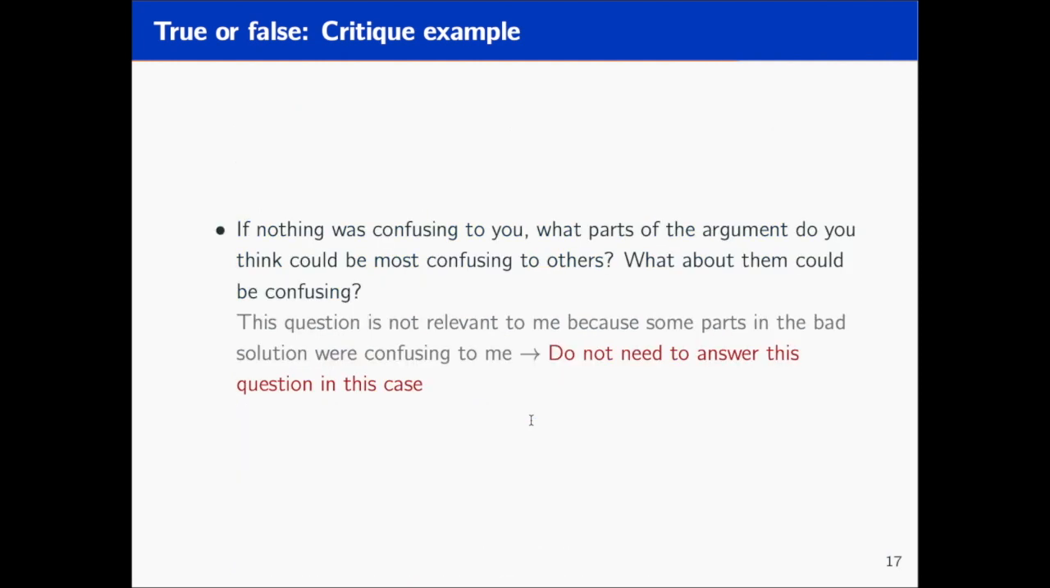The last question in this section is, if nothing was confusing to you, what parts of the argument do you think could be most confusing to others? What about them could be confusing? This question is not relevant to me because in the sample critique, we did identify parts in the bad solution that were confusing. Note that if you did find some parts confusing, you do not need to answer this question.